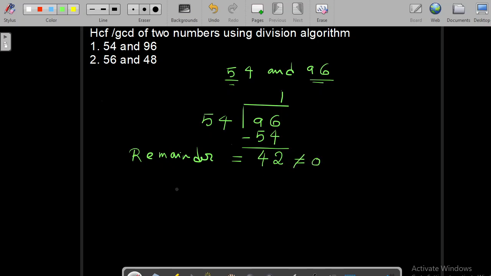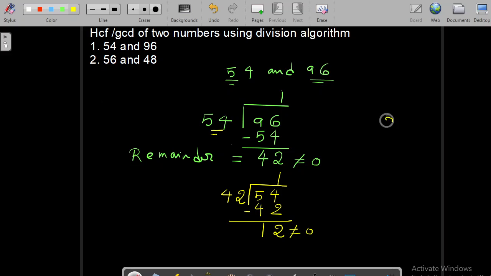So what we do is we divide this smaller number 54 by the remainder. We do it again and again until the remainder becomes 0. If the remainder doesn't become 0, we will carry on like this. 42 ones are 42, then the remainder is 12, which is again not equal to 0. Since the remainder is again not equal to 0, we again proceed.